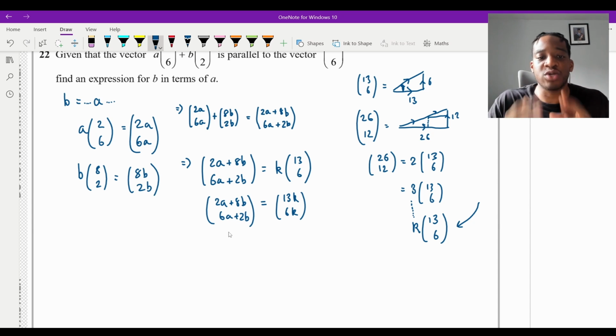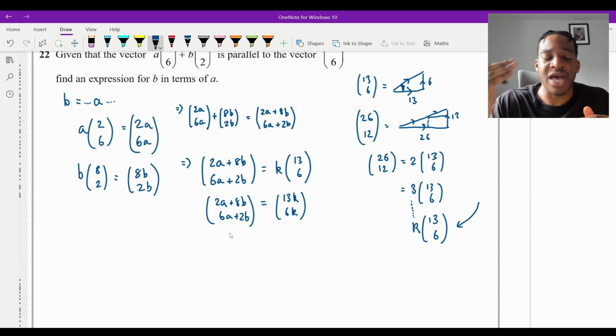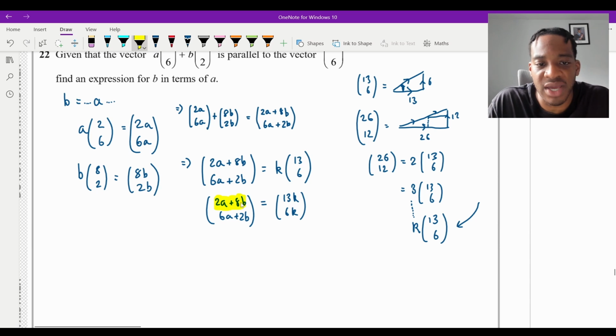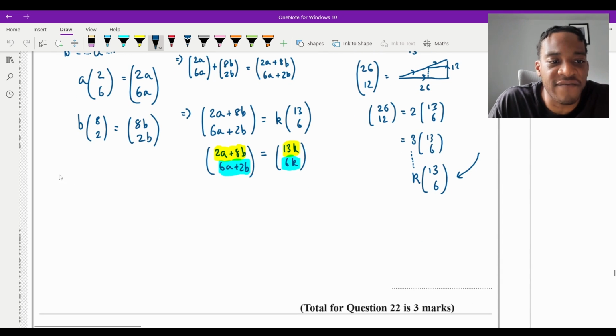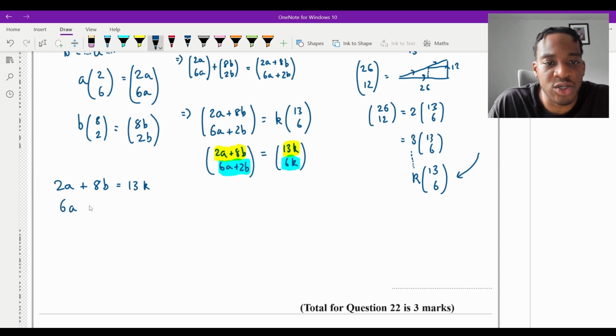So now we've got two vectors which are equal to each other. Now, remember, vectors are in components of x's and y's. The component on the top is your x's, and the component on the bottom is your y's, right? Going from left or right or up or down. Now, if these two vectors are the same, then surely the components must be equal, right? This one must be equal to that one, and this one here must be equal to that one. So we can create two equations, can't we? We're going to have 2a plus 8b is equal to 13k. And we've got 6a plus 2b is equal to 6k.